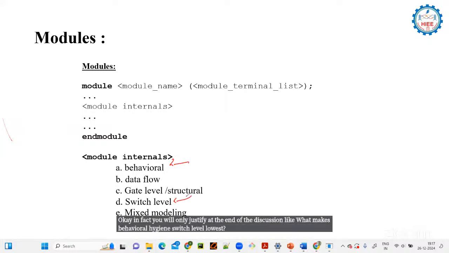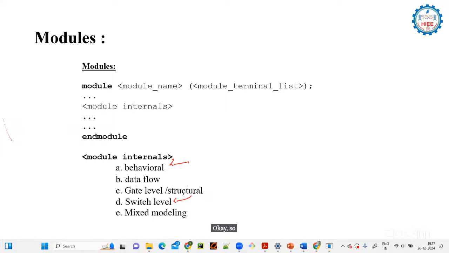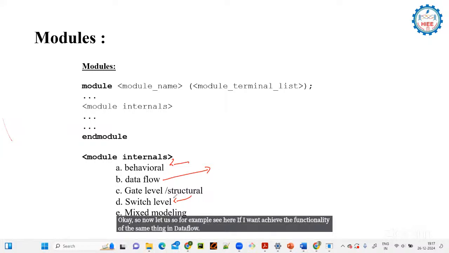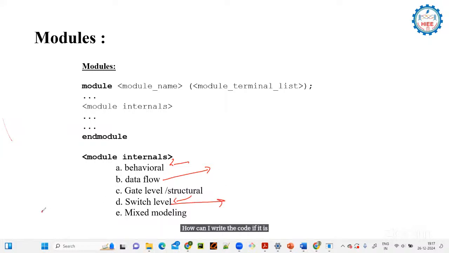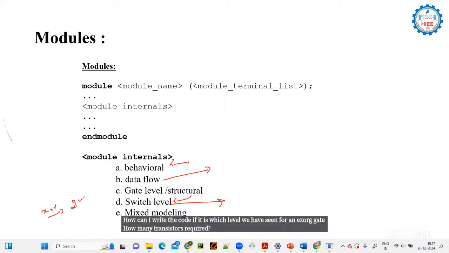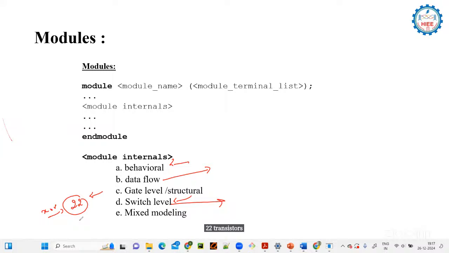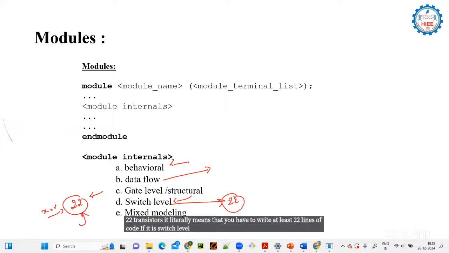Okay, so for example, if I want to achieve the functionality of the same thing in data flow, how can I write the code? If it is switch level, we have seen for an XOR gate, how many transistors are required? 22 transistors. It literally means that you have to write at least 22 lines of code. If it is switch level, I have to write 22 lines of code.